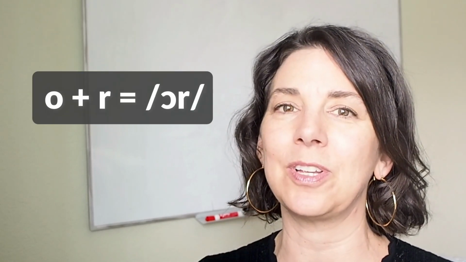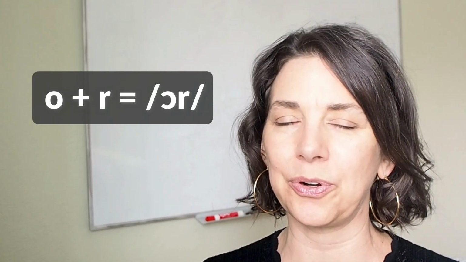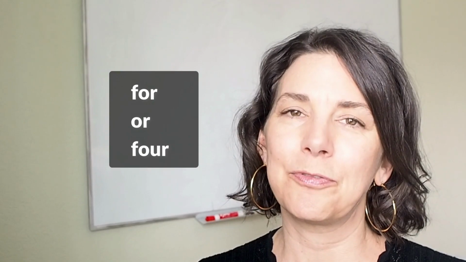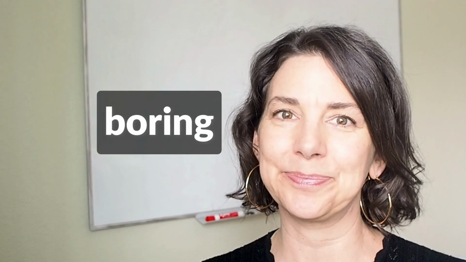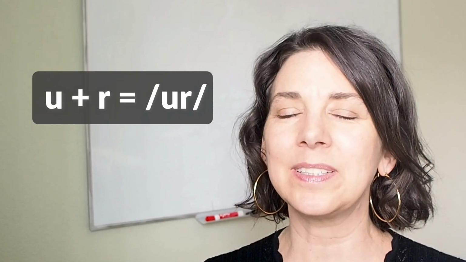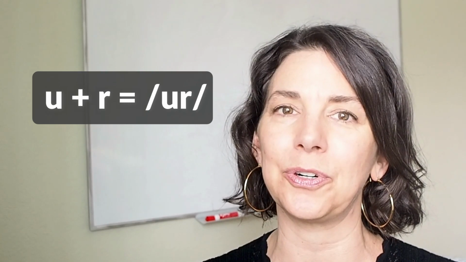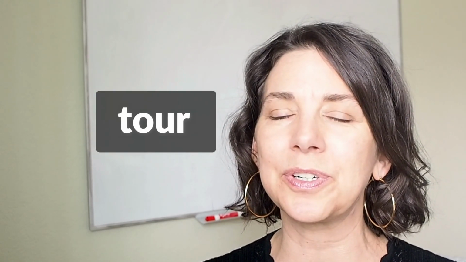The next one is or. So you're going to make O and then into R. Or. Some example words are or, for, boring.